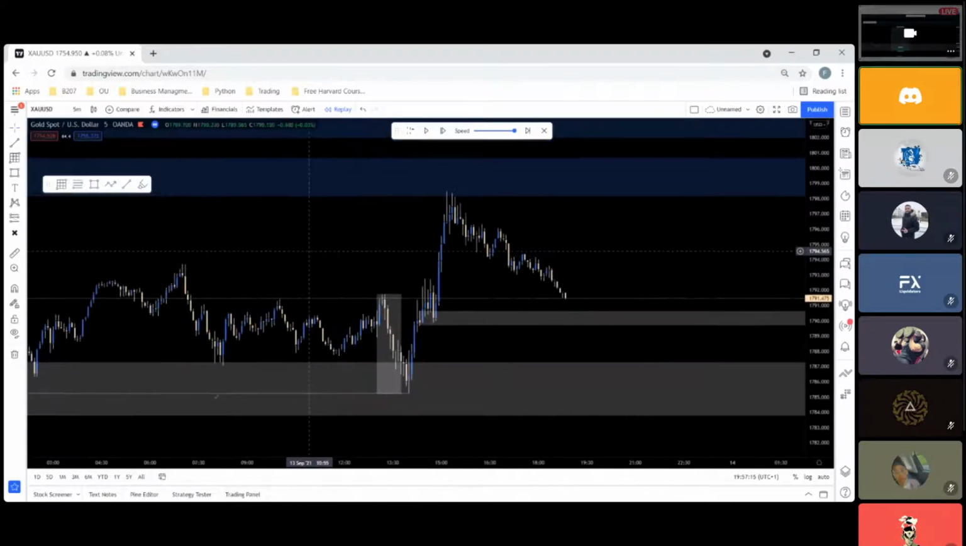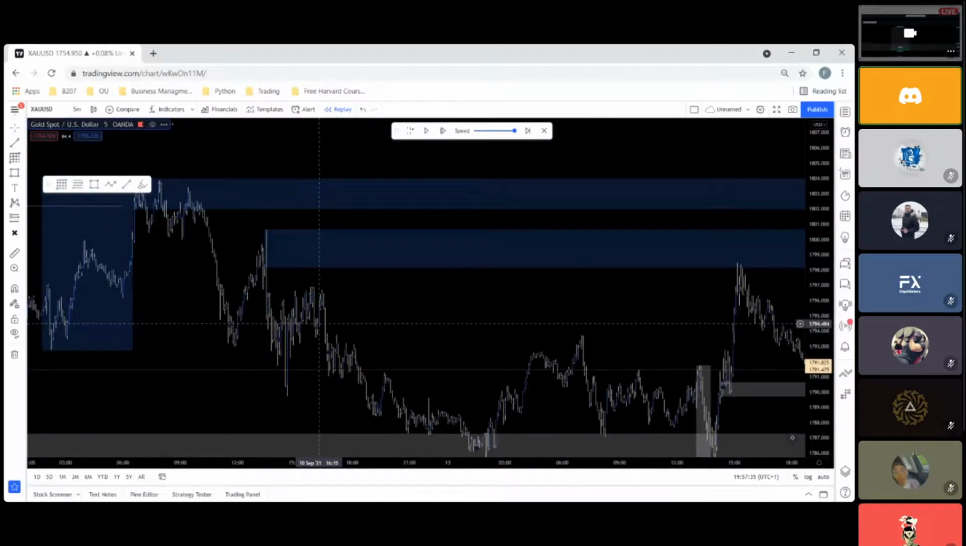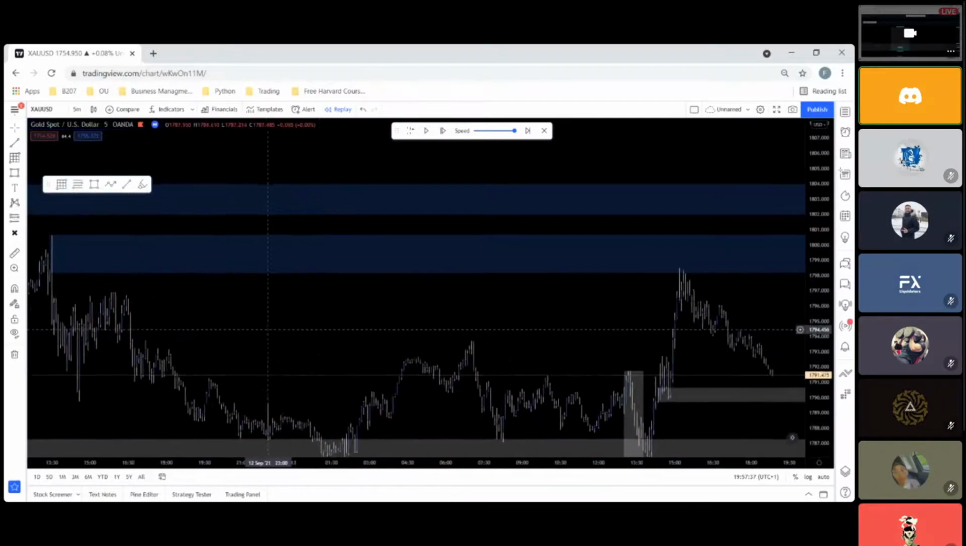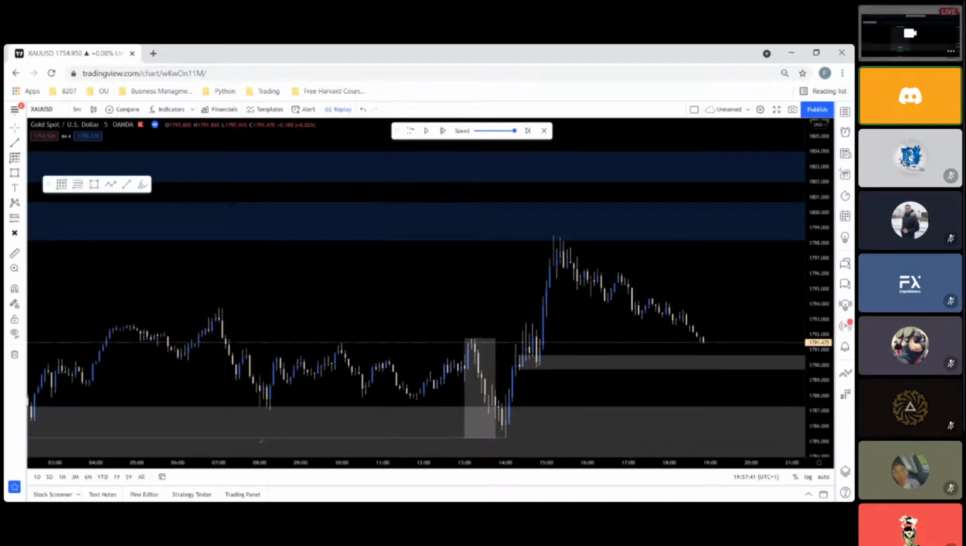But what I find with gold is even mitigated zones, where a wick has quite clearly released orders from that zone and moved on, still hold. And this sort of ties into my idea of using the wicks that are formed as supply and demand. I only find this in gold. It could happen in other pairs. Have you guys ever experienced that?